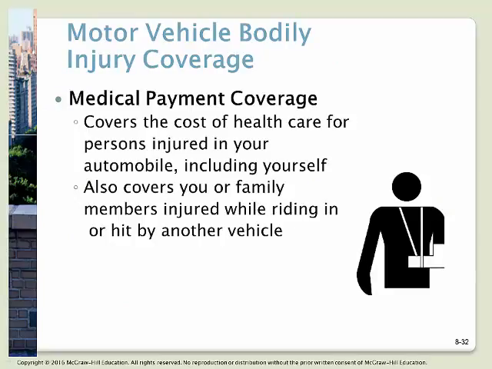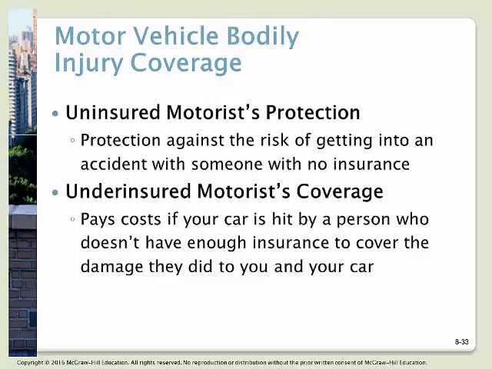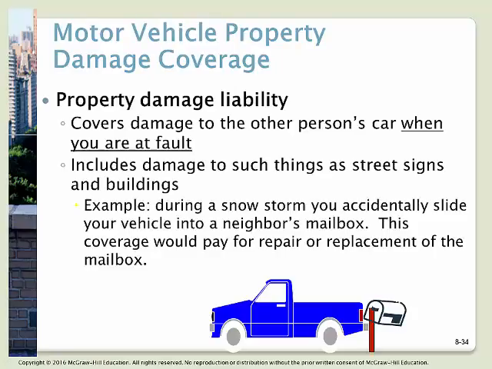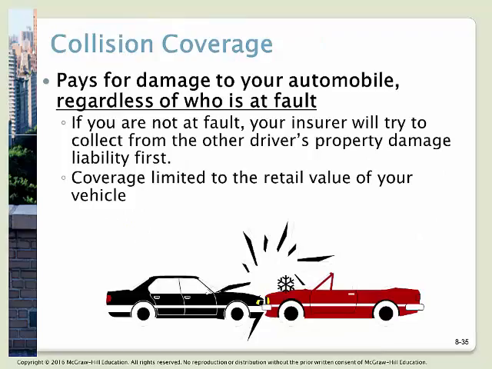The medical payment component covers medical care for persons injured in your car, including yourself. This is the component that covers you and your family if injured in or by another vehicle. Uninsured and underinsured coverage is protection if you are hit by someone without insurance or with insufficient insurance to cover the damage. The property damage component covers damage to another car or to such things as mailboxes or street signs when you are at fault.